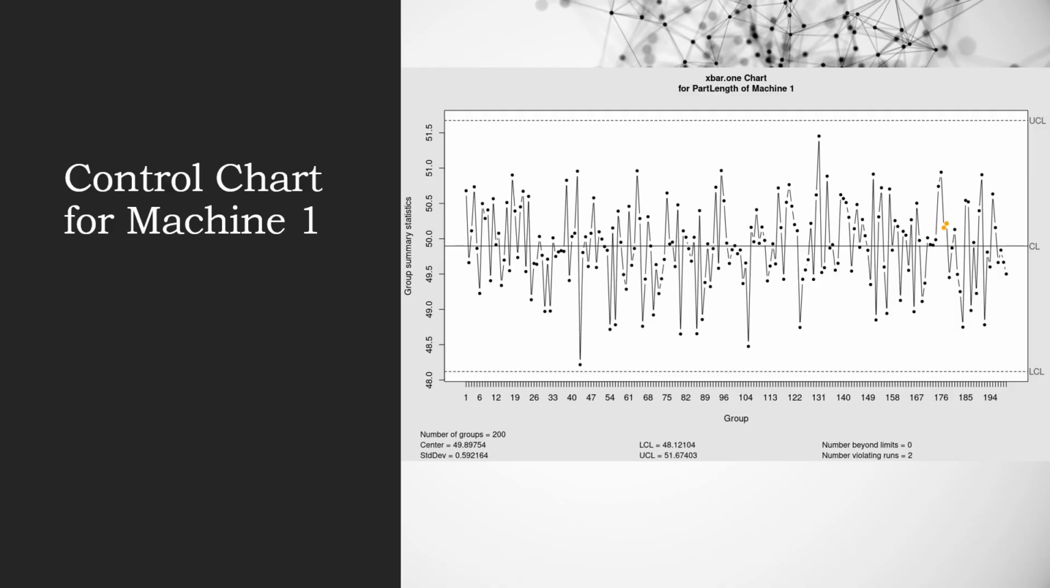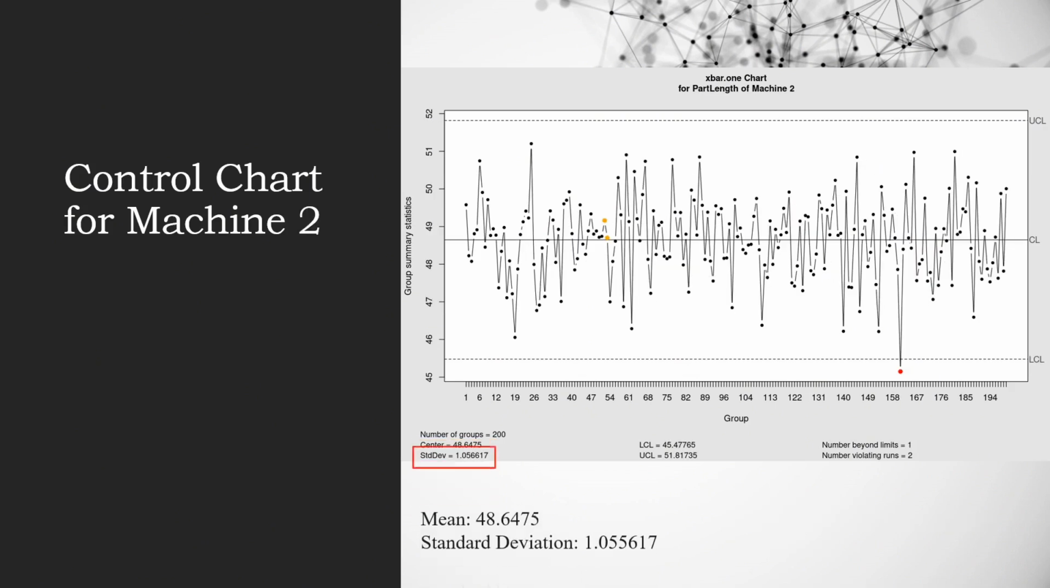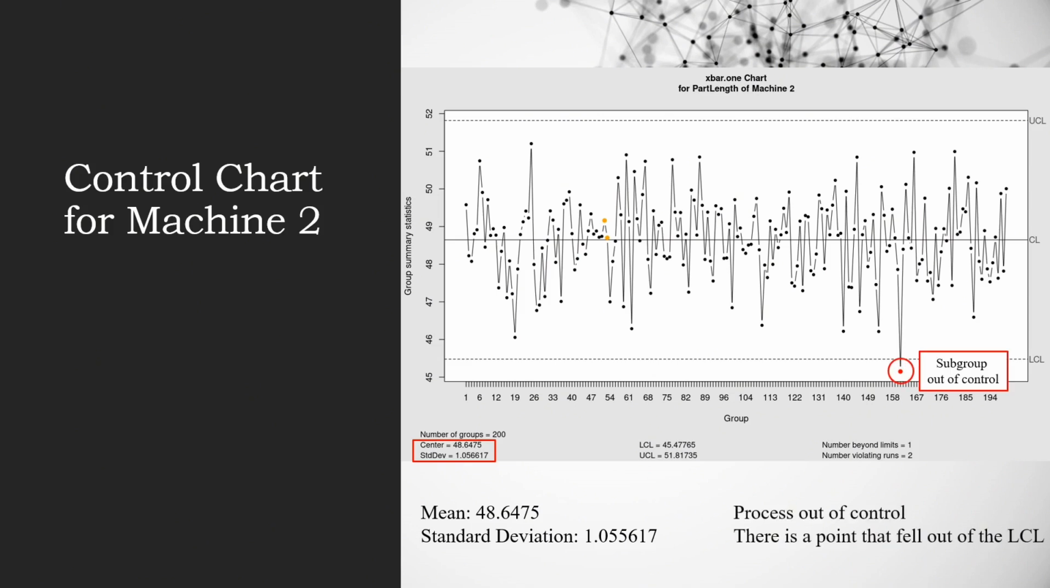Here's my control charts. For machine 1, we know that the mean is 49.89754 and the standard deviation is 0.592164. And the process is in control. As we can see, all subgroup values fall between the upper control limit and the lower control limit, which also stand for UCL and LCL. For machine 2, the mean is 48.6475 and the standard deviation is 1.055617. However, there is a subgroup out of control, making the process out of control as well.